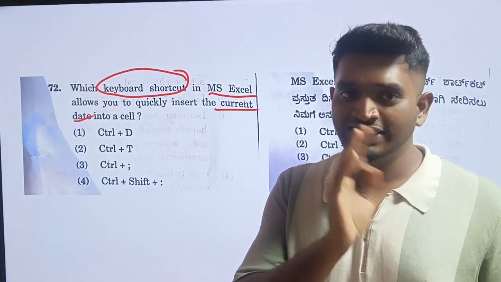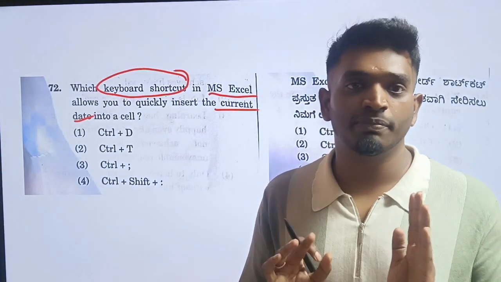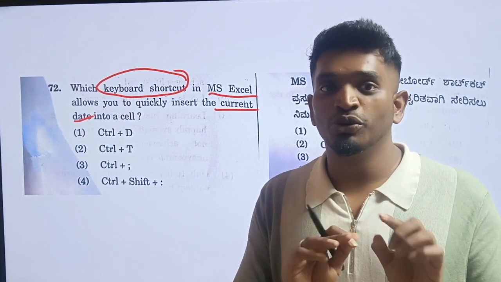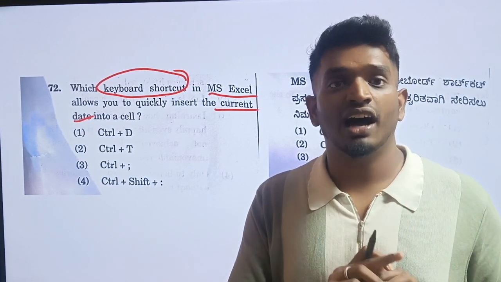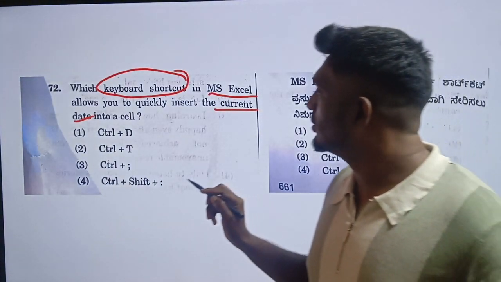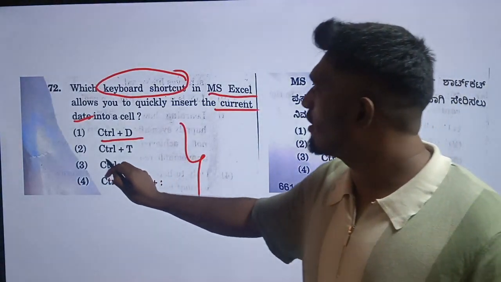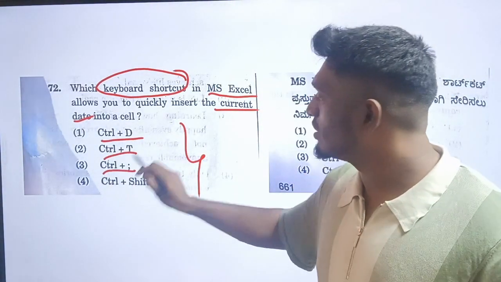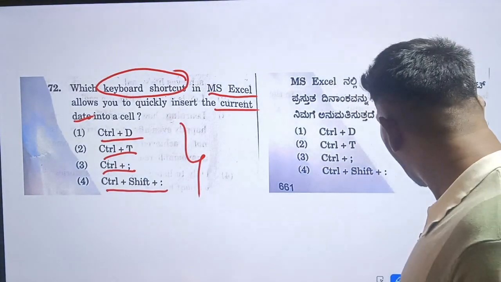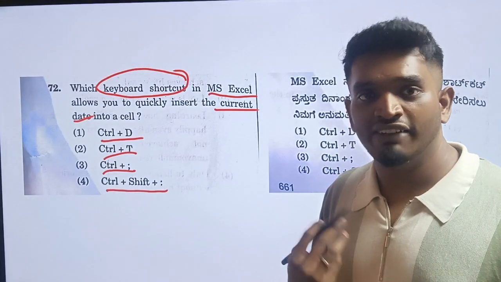In a cell in Excel, we need to put the current date. How should we put the current date? Not by typing. We need to do it using the keyboard, a keyboard shortcut. That's the question that we have. The options we have here are Control D, Control T, Control semicolon, and Control Shift colon.